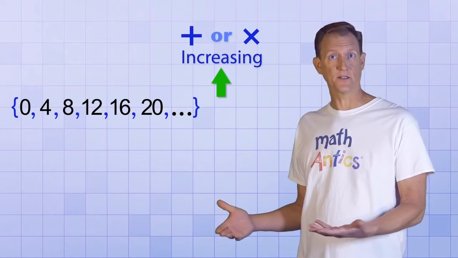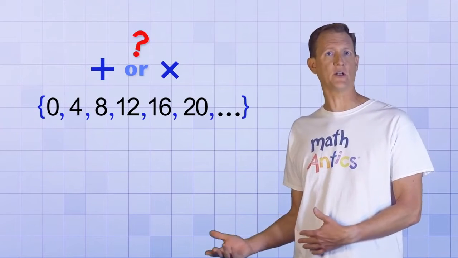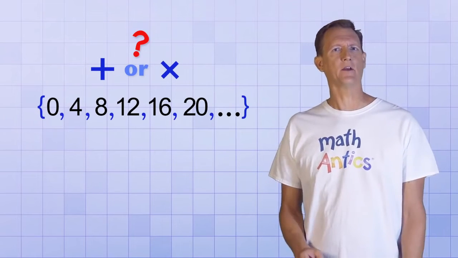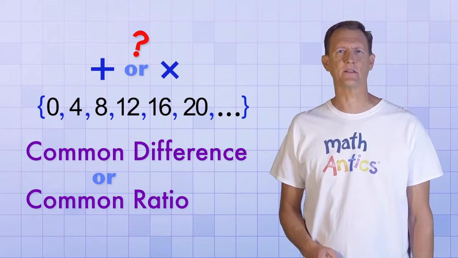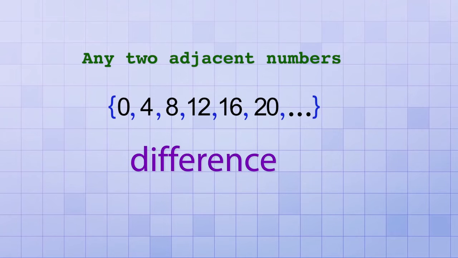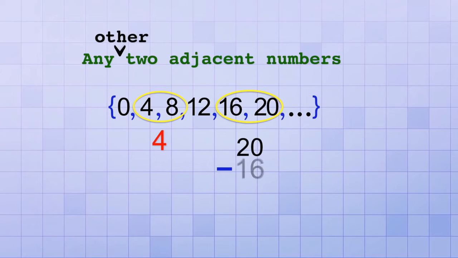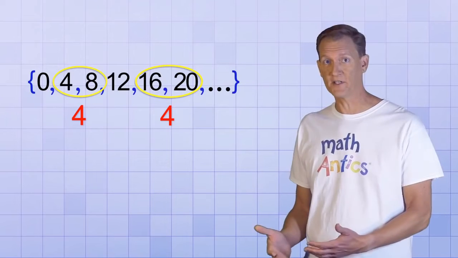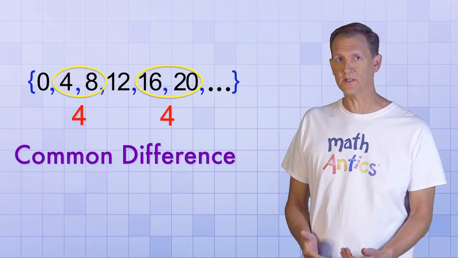This sequence is increasing since each new element is bigger than the one before it. But how can we tell if it's based on an addition or a multiplication rule? To do that, we need to look for either a common difference or a common ratio in the sequence. Here's what that means. Start by picking any two adjacent numbers in the sequence and find the difference between them by subtracting. For example, the difference between 4 and 8 is 4. Then pick any other two adjacent numbers and do the same thing. I'm going to pick the last two. 20 minus 16 is also 4. Are the differences the same? In this case, yes. That means that we have found what's called a common difference for the sequence.